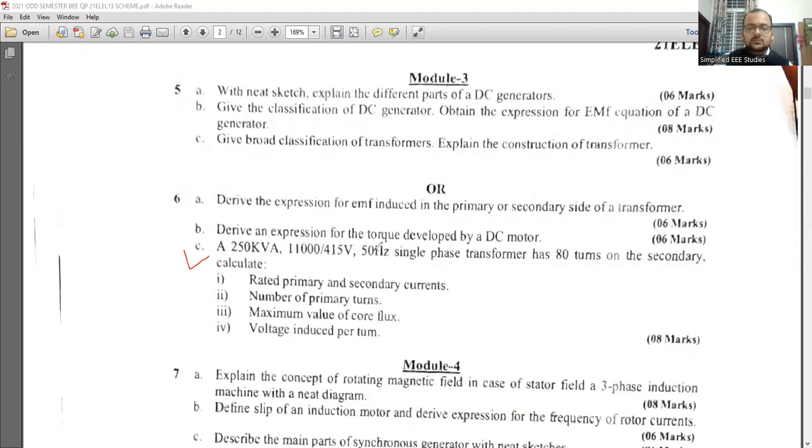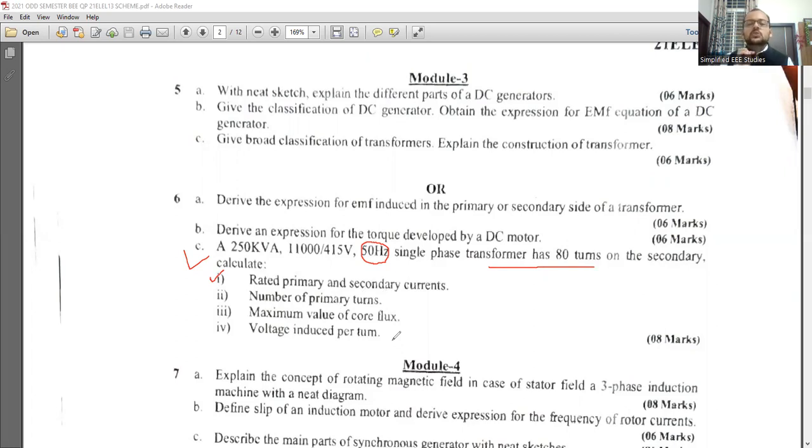Obviously, it's a step-down transformer. The operating frequency is 50 hertz, and the number of secondary turns is 80. You need to calculate the rated primary and secondary current, the number of primary turns, the maximum value of core flux, and the voltage induced per turn.